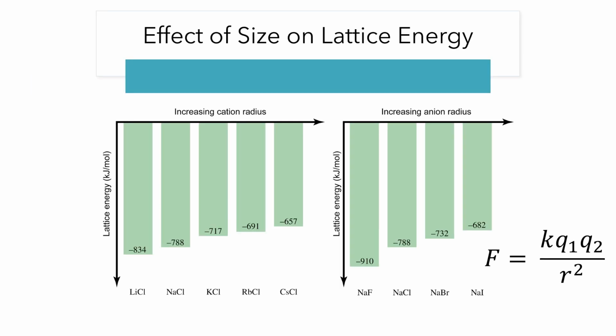These graphs illustrate very clearly the effect of size on lattice energy. I want to draw your attention back here in the lower right-hand corner to Coulomb's law. That force of attraction gets to be bigger as the distance between particles gets smaller. So it's an inverse relationship here. Smaller particles, or a smaller separation between charged particles, results in a bigger force of attraction. It's going to give us a bigger lattice energy.